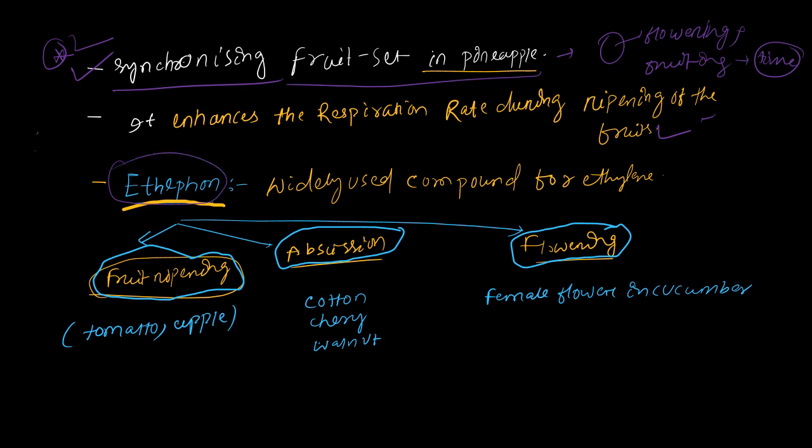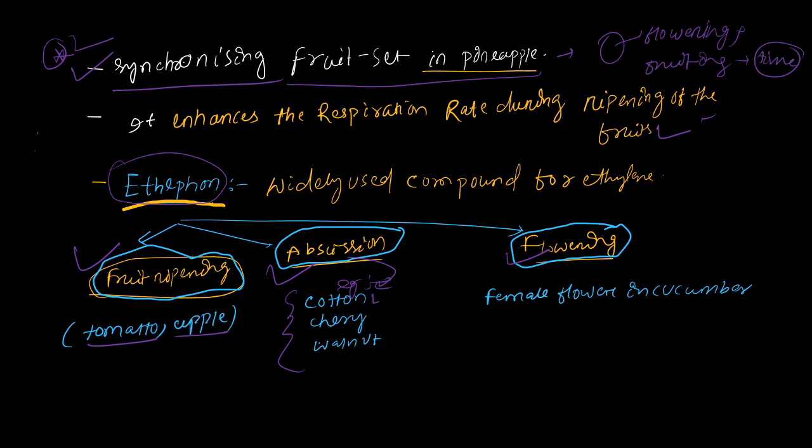So in ethylene, one of the major components is known as ethephon, which is widely used. This ethephon helps in fruit ripening, abscission and flowering. Fruit ripening, like tomato and apple, and abscission. We already discussed what abscission is. Now I am only discussing examples of ethephon that help in abscission.